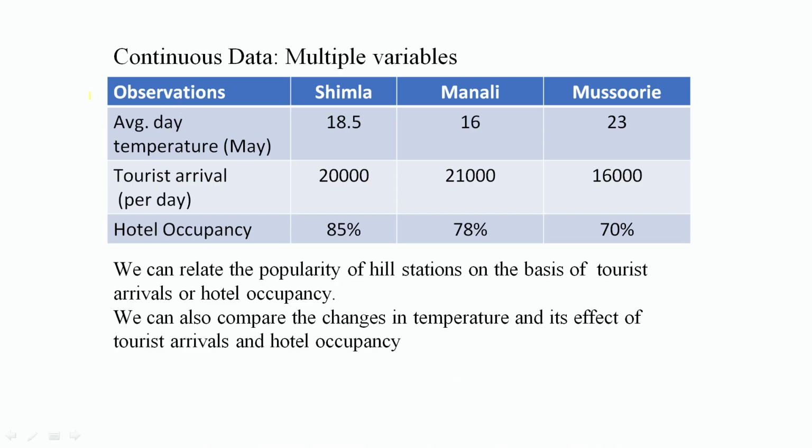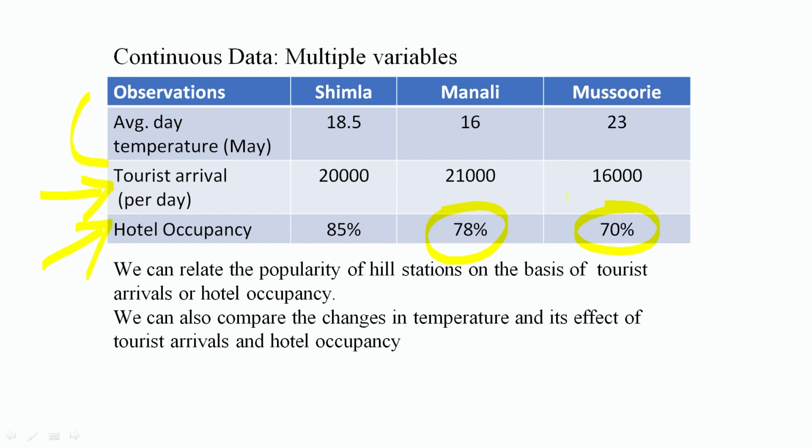The observations are based upon, one, average day temperature in the month of May, two, tourist arrival per day, which is capped with certain numbers, and the third observation is hotel occupancy. Now let us see, in Shimla the average temperature is 18.5 and the hotel occupancy is 85%. Manali it is 16 and the hotel occupancy is around 78%. Take the example of Mussoorie. In Mussoorie the temperature is comparatively high and the hotel occupancy is comparatively low.